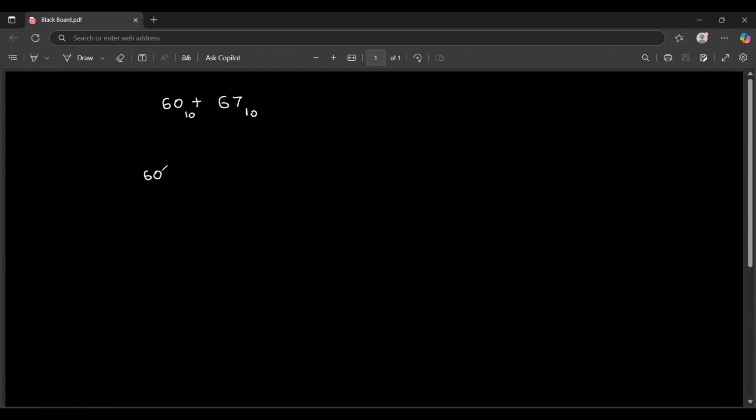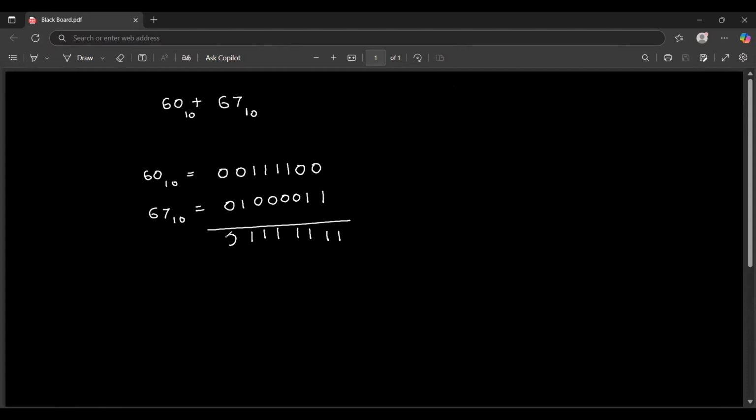So 60 to the base 10 will be equal to 0, 0, 32, 48, 56, 60. And we have 67 to the base 10, which is equal to 0, 1, 0, 0, 0, 0, 1, 1. Now if you add these two, you'll get 1, 1, 1, 1, 1, 1, 1 to the base 2. So this is equal to 127 to the base 10. So the final answer will be 127 to the base 10. We are just adding these two.